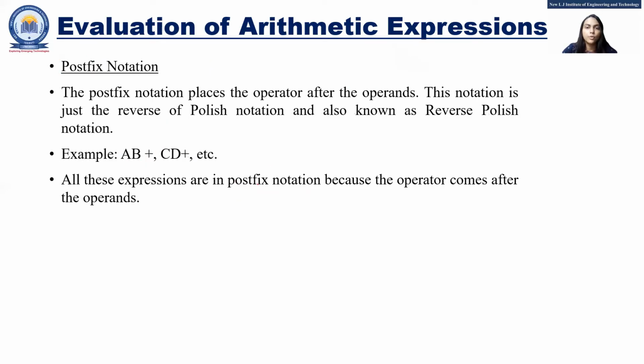The next is postfix notation. Postfix notation places the operator after the operands. If these are operands, plus is placed afterwards. This notation is the reverse of Polish notation, which is prefix, so it is known as reverse Polish notation, such as A B plus, C D plus, and so on. All these expressions are in postfix notation, because the operator here comes after the operands.